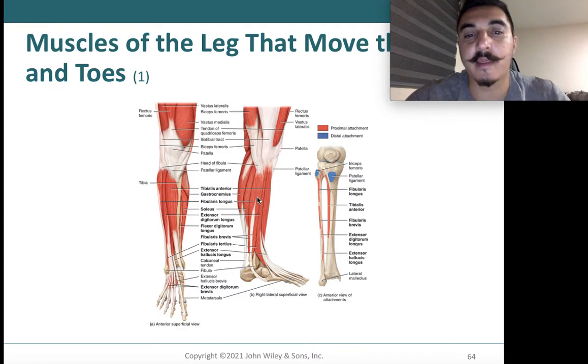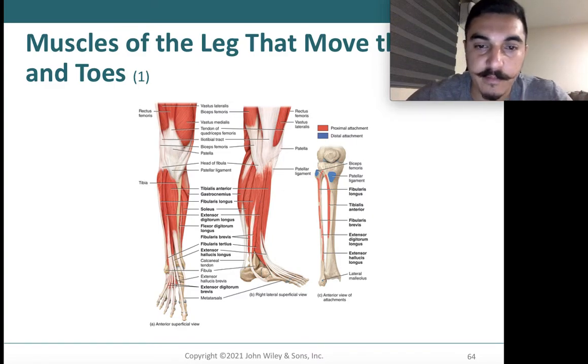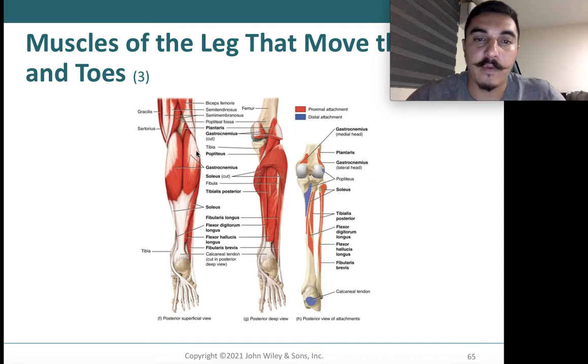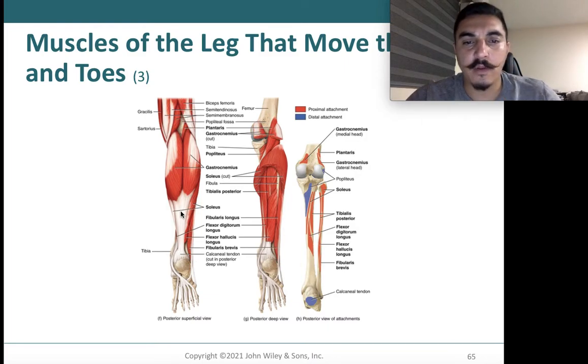The bottom is going to extend them. The flexor digitorum longus is going to flex them. Fibularis brevis, tertius, hallucis longus. We have our extensor digitorum. So here's through the back. Here's our gastrocnemius again. Plantaris kind of coming in between them. The soleus near the back, near the bottom, near our soles.